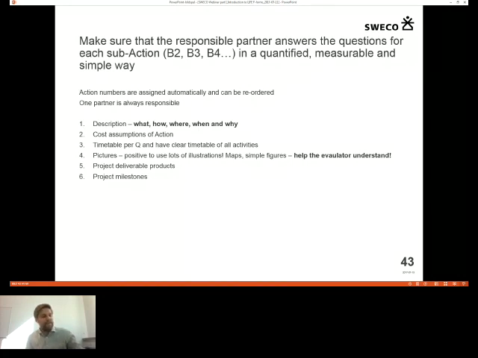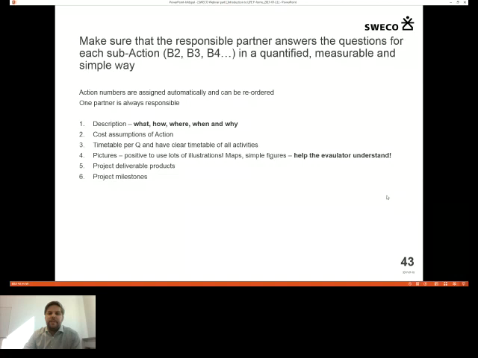I think the milestones are for the evaluators to look over the whole project, to see if it's logically divided into realistic phases, basically, to see how it's moving forward, to get an overview of the whole process.